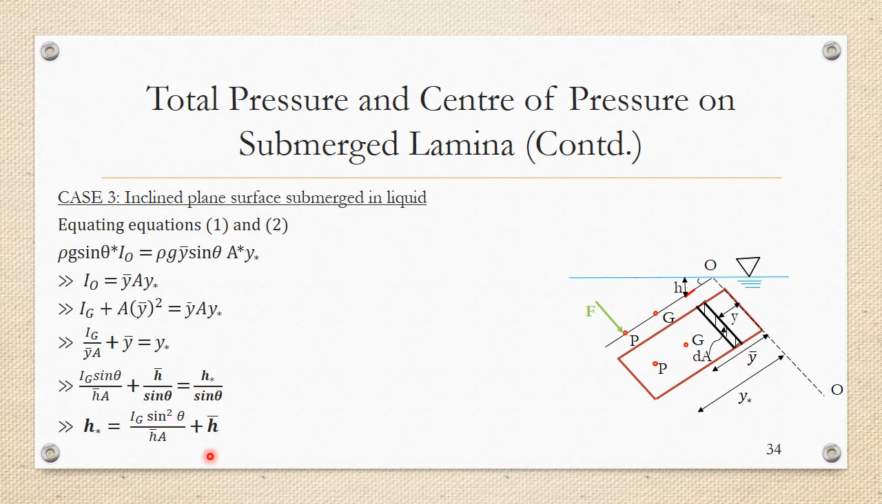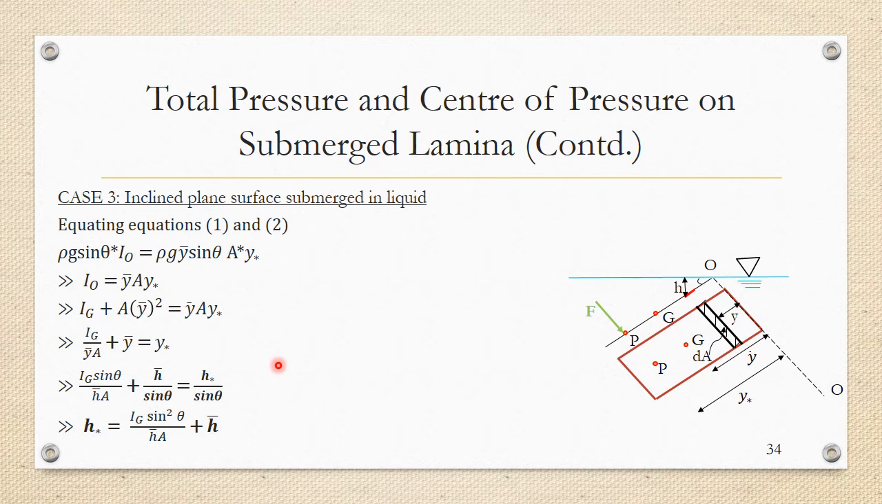The center of pressure of an inclined plane surface from the free surface. Now what is important to note is how similar this expression is to the expression for the center of pressure of a vertically submerged lamina in a fluid. The only difference is the sine squared theta, where theta is the angle made by the plate with the free surface. So if you look at this expression carefully, you will understand that case 1, which was a vertical plane surface submerged in fluid, is actually a special case of case 3.